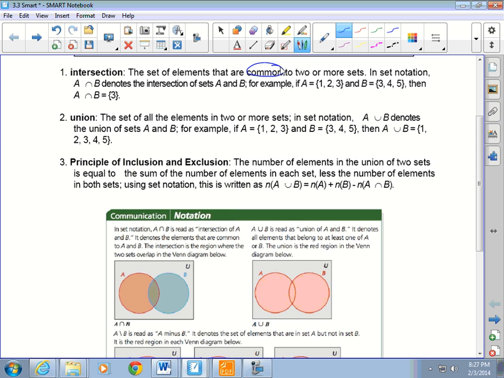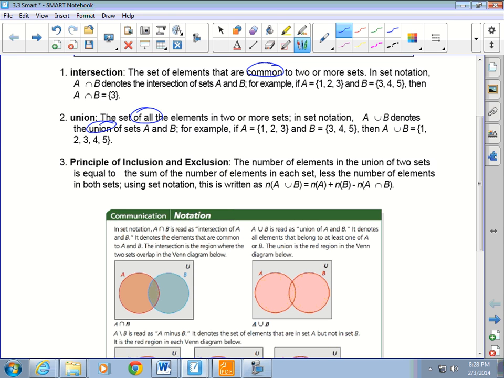Union, then, is the set of all of the elements in two or more sets. In set notation, A with the right side up U, B denotes the union of sets A and B. For example, if A is equal to 1, 2, 3 and B is equal to 3, 4, 5, then A union B is equal to 1, 2, 3, 4, 5. So you think of union like a marriage. When two people get married, all of their stuff gets joined together. Except for money. Your money's your money. So union is all of the elements.